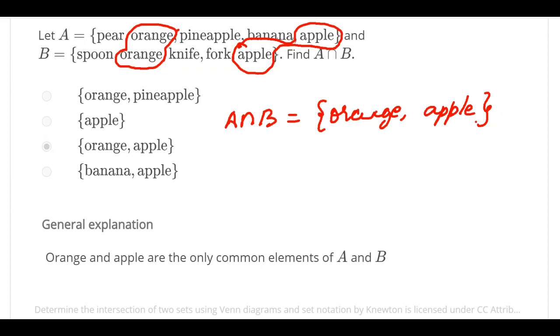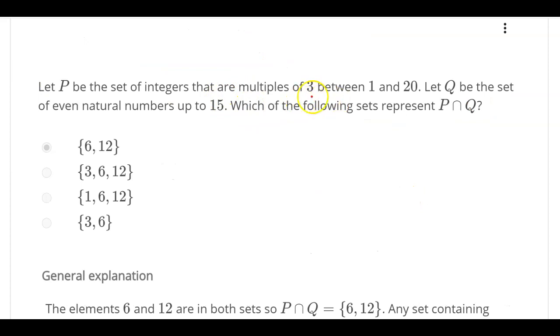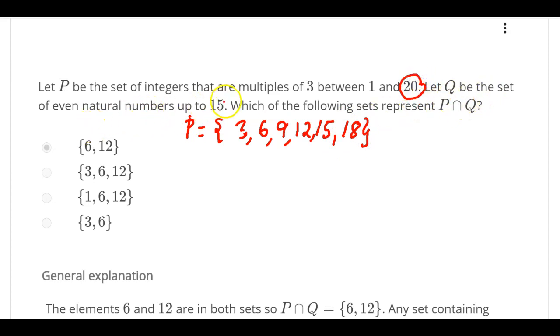All right, let's go ahead and do one more. Let P be the set of integers that are multiples of 3 between 1 and 20. I always like to write them down because I'm a visual learner. So I'm going to go ahead and write set P. Multiples of 3 between 1 and 20. So 3 times 1, 3 times 2, 3 times 3, 3 times 4, 3 times 5, 3 times 6. I can't go beyond 20. Q is the set of even natural numbers up to 15. So even 2, 4, 6, 8, 10, 12, and 14.